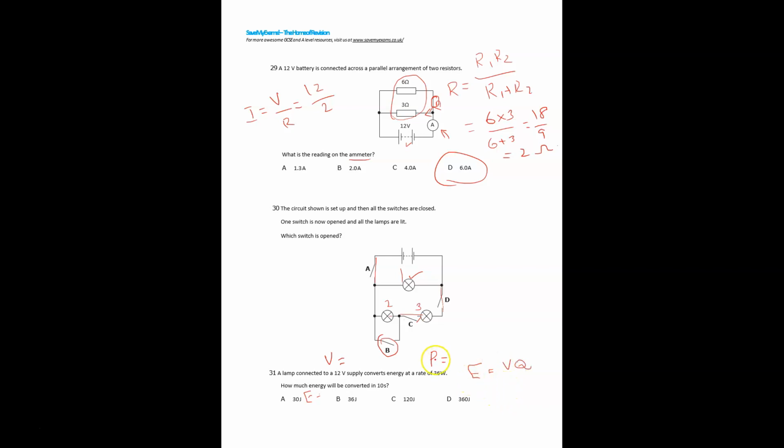Okay. So here, why is the power given? The time is here. So what do we have to find? E is equal to VQ. Another formula, E is equal to PT. So the power is given, 36. You can use this formula and the time is 10 seconds. So how much energy will be converted? 360 joules.